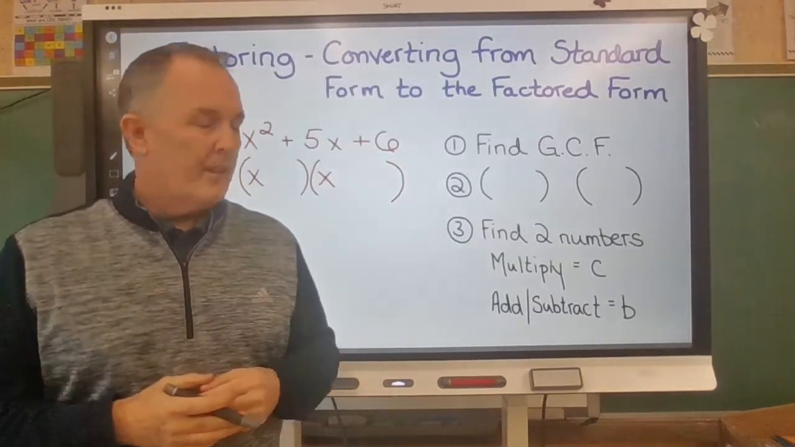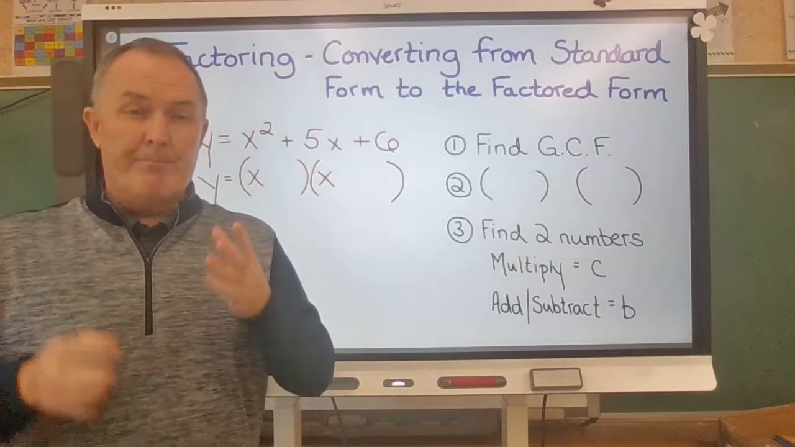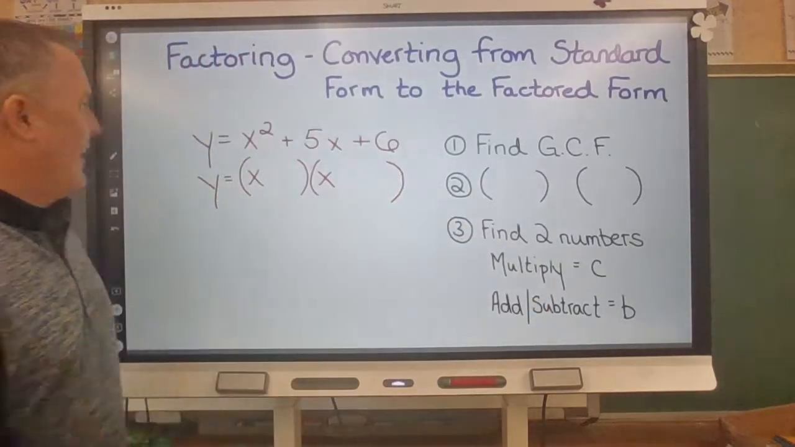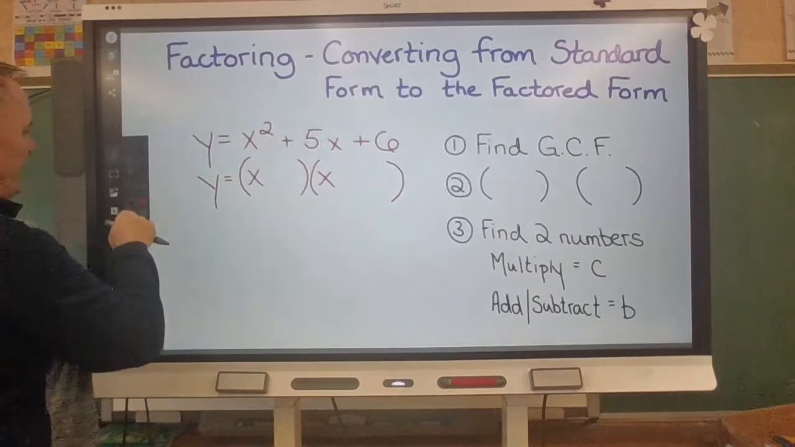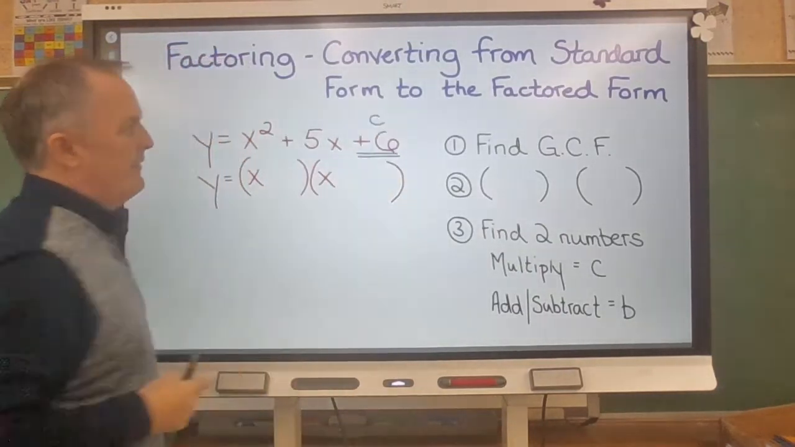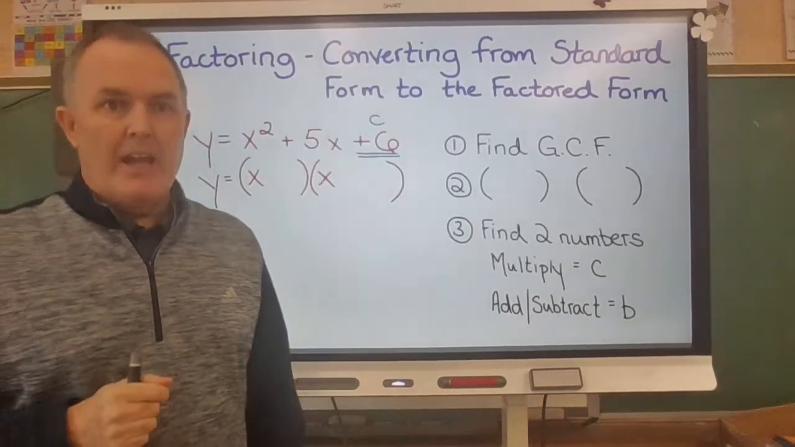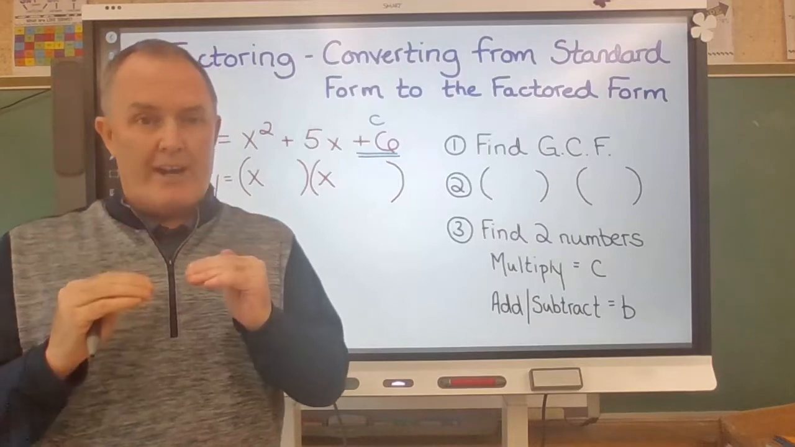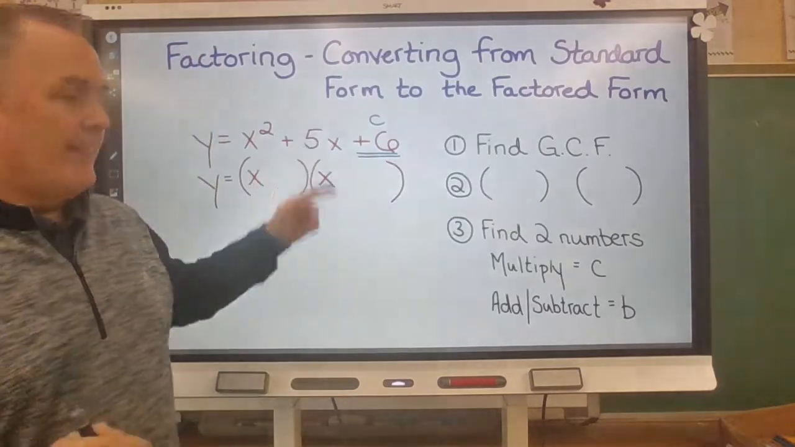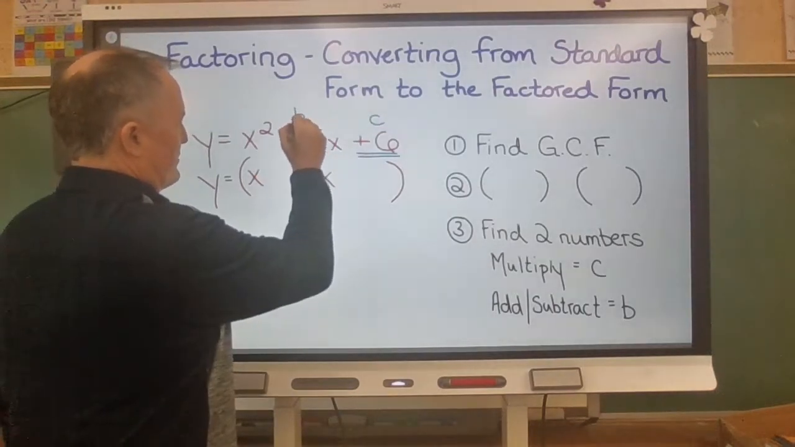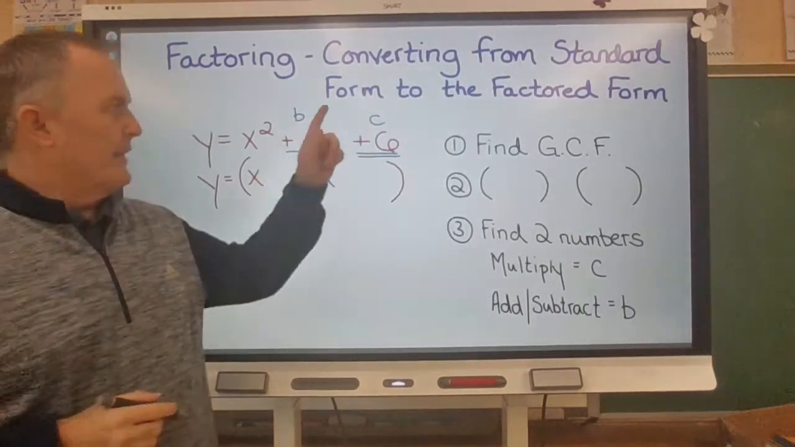Step number 3. We need to find two numbers that when we multiply them together, we get the c value, which would be the 6 at the end. Remember, that's the c value, right? And then we're going to take those same two numbers, and we're going to either add them or subtract them, and we're going to get the b value. Remember, this is your b value when it comes to standard form. So you've got a C and a B.